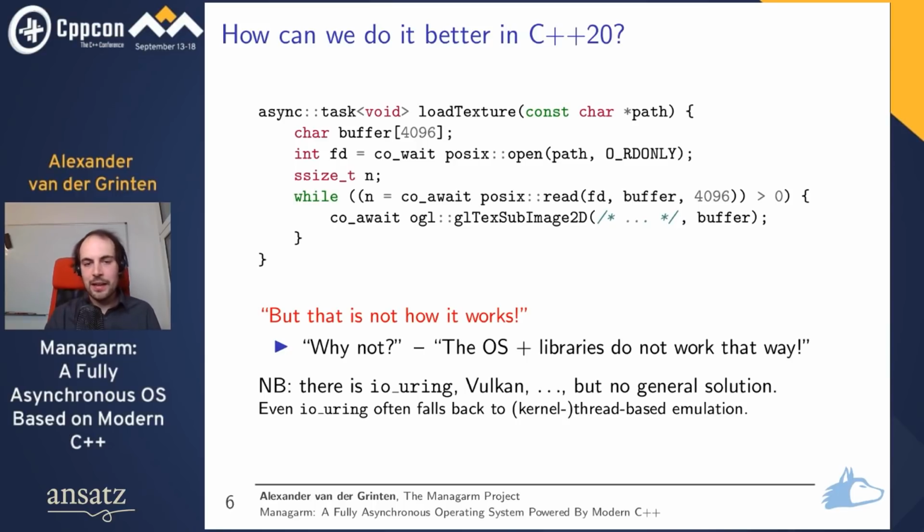And as a side remark, there are technologies like Linux io_uring, or Vulkan, and they can do these operations on this slide here asynchronously, but they are not a general solution. For example, io_uring often has to fall back to threads in certain cases where the Linux kernel is just not able to perform an operation in an asynchronous way because it was coded in a synchronous way. So there's no free lunch here.